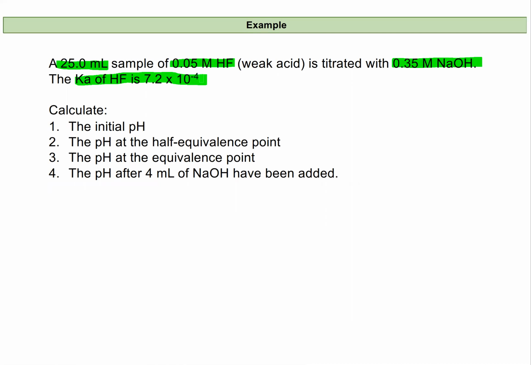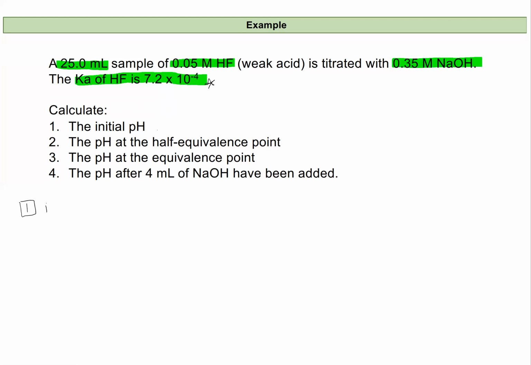Again, this contradicts the Ka that I used earlier in our buffer lecture, as I have found 2 different Kas for this source. In this problem, we're going to go ahead and use the 7.2 times 10 to the negative 4. And we're going to walk through and calculate the initial pH, the pH at the half equivalence point, the pH at the equivalence point, and the pH after the 4 milliliters of sodium hydroxide have been added to the solution completely. And we'll go through these one at a time. All right, so let's start with 1.